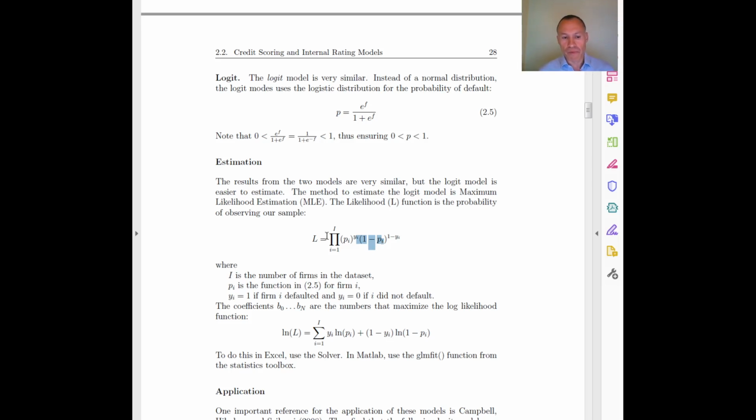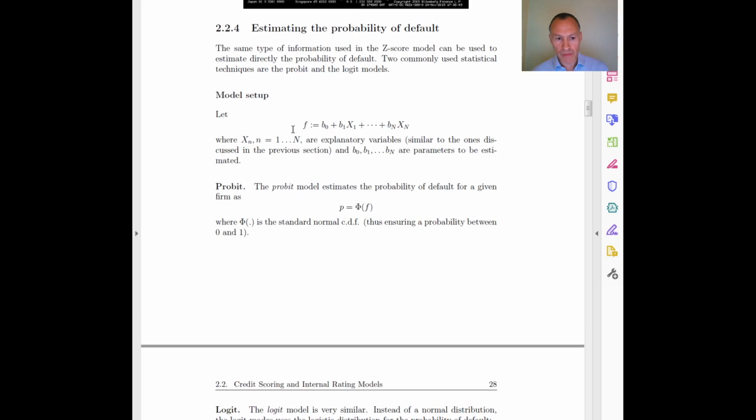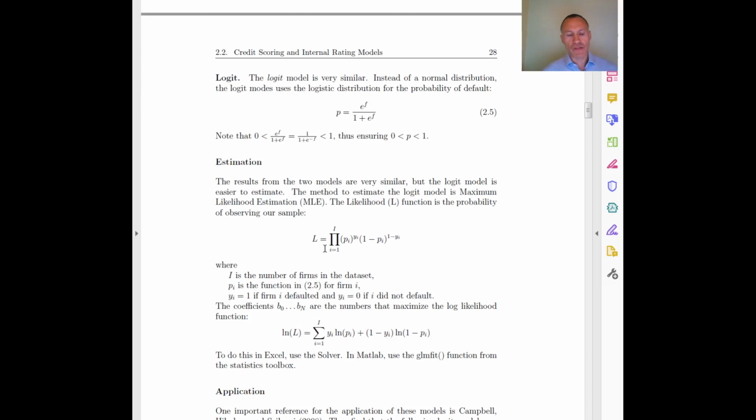So the product across all the firms of these terms is going to be the likelihood of observing this particular sample. I will maximize this joint probability by picking the parameters, the betas: B0, B1, and so on. Instead of maximizing this, what we typically do is maximize the log of the likelihood, and instead of a product, we have a sum, as you see here. The application is relatively simple. You can do this in Excel, right?